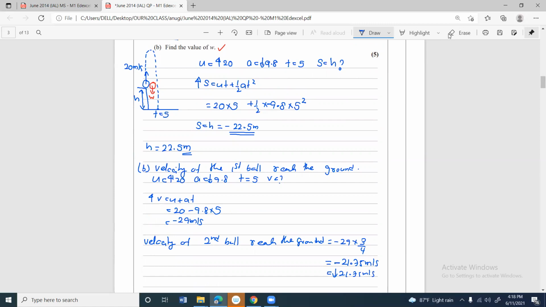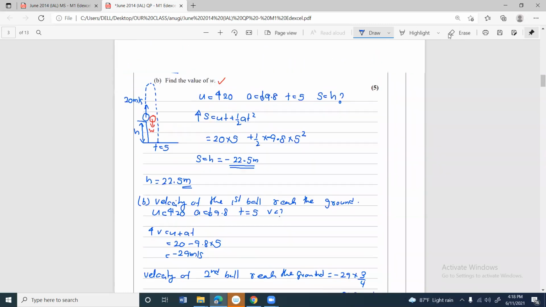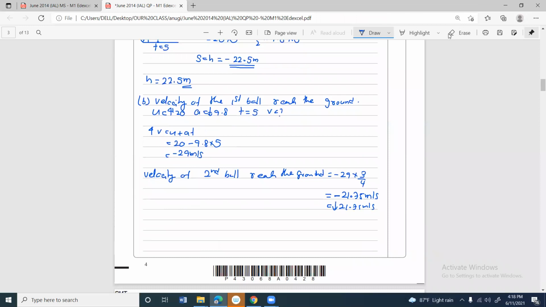Now for the second ball, let's go ahead with this. What they want is to find the value for W, the initial speed. Now what information do we know about this motion? For the second ball, U is the one we need to find. S we know, it has traveled a distance of 22.5 meters, that is downwards. V, the final velocity, is downwards 21.75. Acceleration is downwards 9.8.